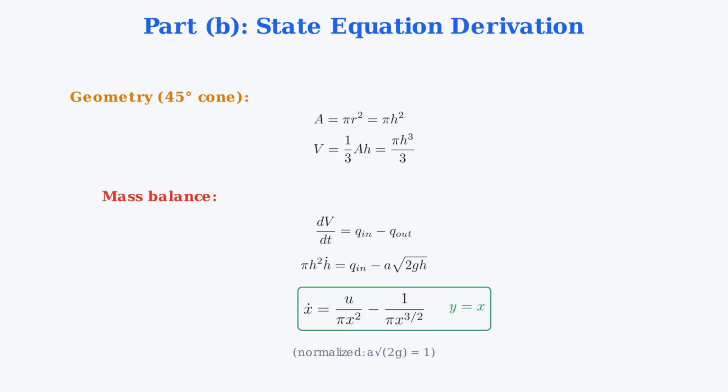Solving for h dot equals Q in divided by pi h squared minus A times the square root of 2g divided by pi h to the power 3/2. Using the normalized version where A times the square root of 2g equals 1, with state x equals h and input u equals Q in, we get x dot equals u divided by pi x squared minus 1 divided by pi x to the power 3/2, and y equals x.